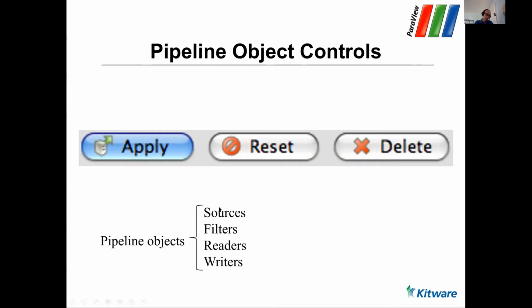In ParaView, we have 4 types of processing objects. We have sources that create data, filters that get an input data and create an output and do some sort of processing, a reader that reads from the disk, and a writer that writes to disk. All these are called pipeline objects as well.